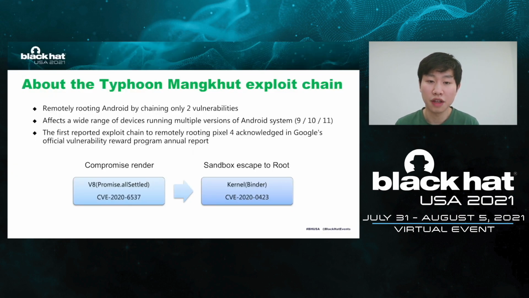The exploit chain only consists of two bugs, a type confusion bug in Chrome, and a kernel bug which can be leveraged to escalate from the highly sandboxed process to root. This chain affects a wide range of devices running multiple versions of Android system, and it is the first reported exploit chain to remotely root Pixel 4 and acknowledged in Google VRP annual report.